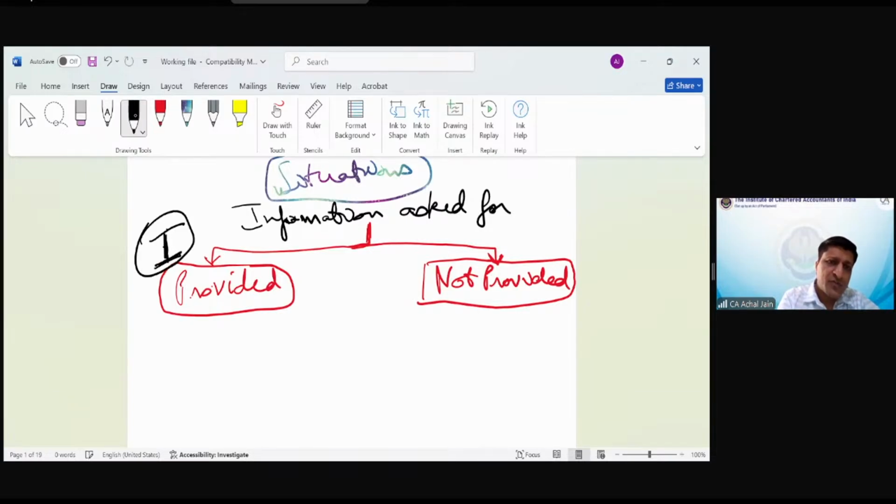See, this first situation is relatively easier for the auditor to manage. I'm saying relatively easier. Why? Because data is available, information is available, everything for the assessment of the auditor is available.